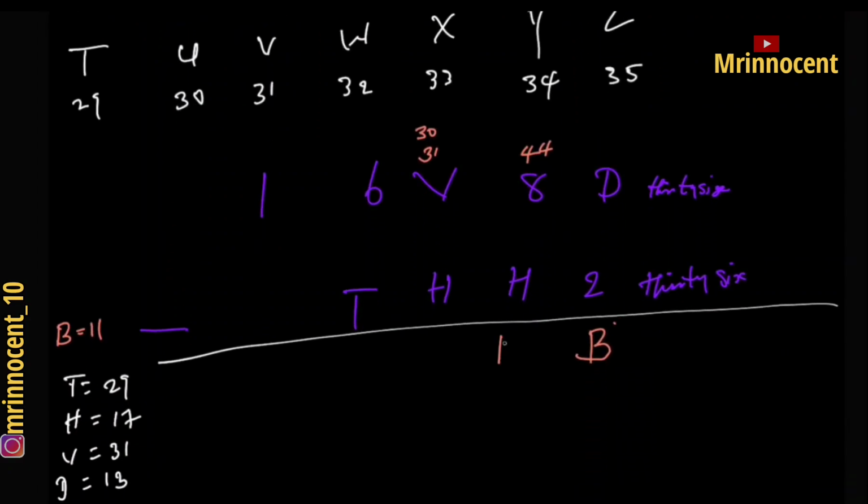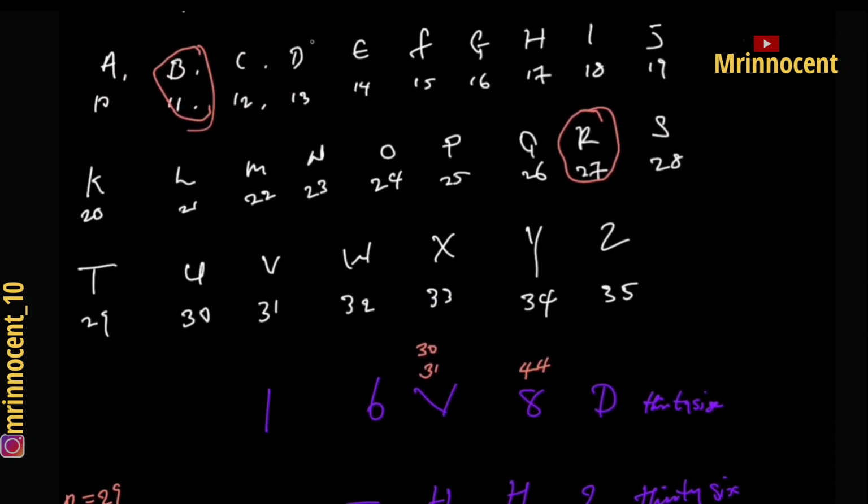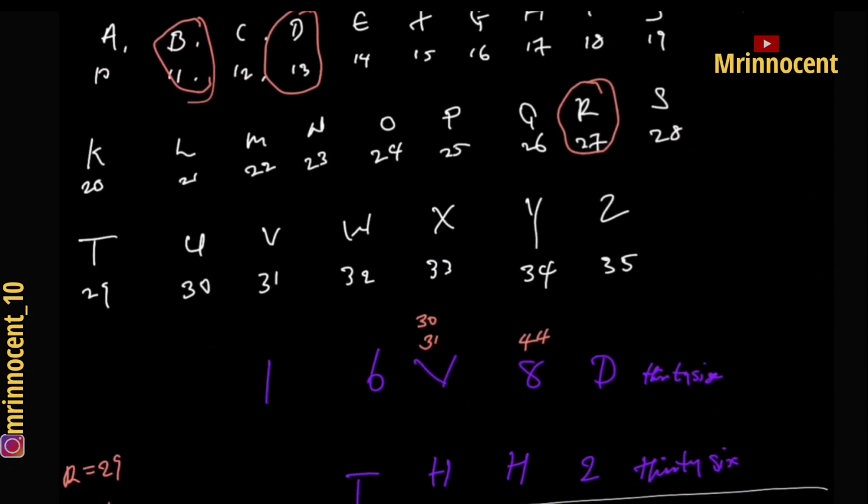Our R equals 27. So this one is 30 minus 17 is 13, and our 13 is D.